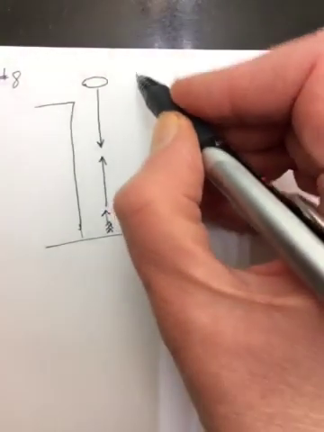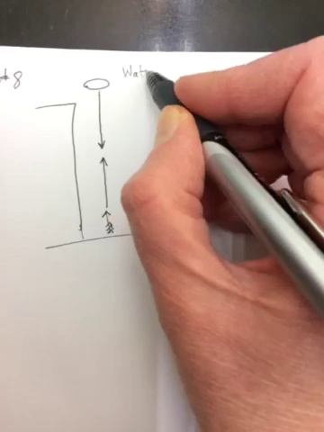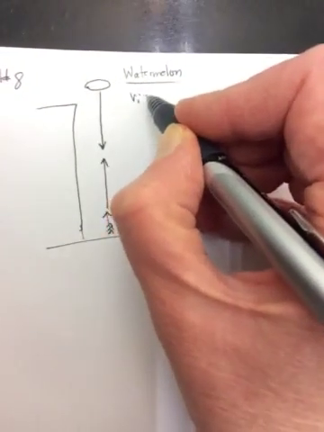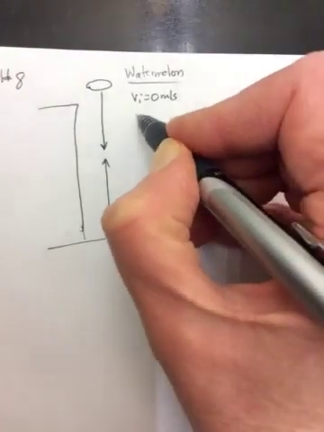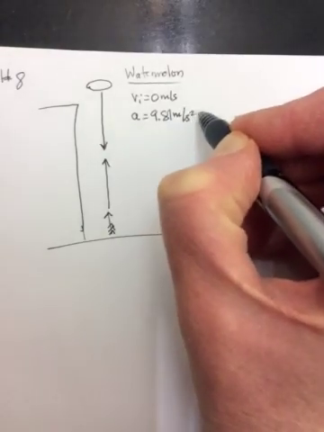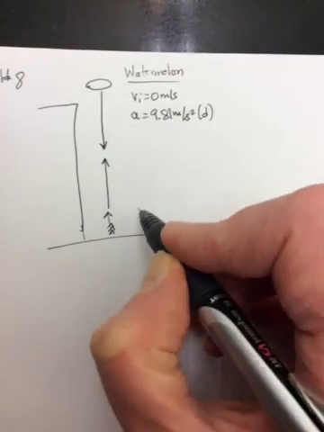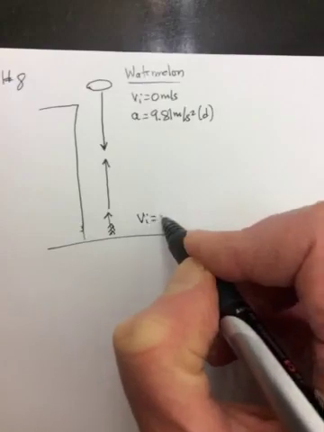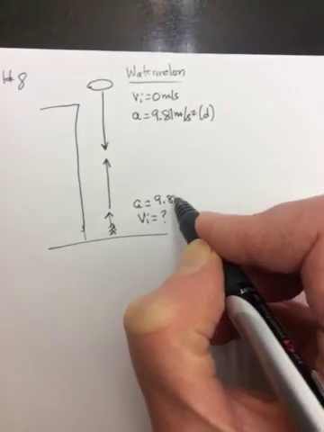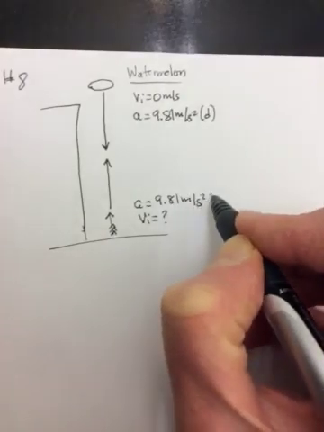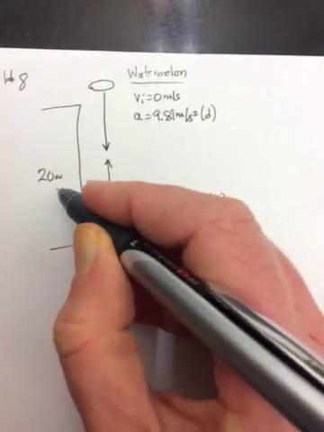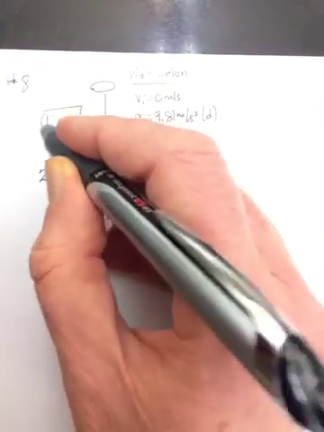Okay, what we know for the watermelon is that it's dropped, which means VI is 0. A is 9.81 meters per second squared down. What we know for the arrow is VI is something that we don't know. We know that A is 9.81 meters per second squared up. We know the height of the cliff is 20 meters.